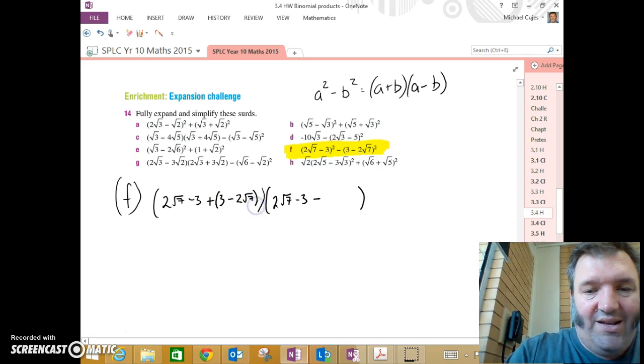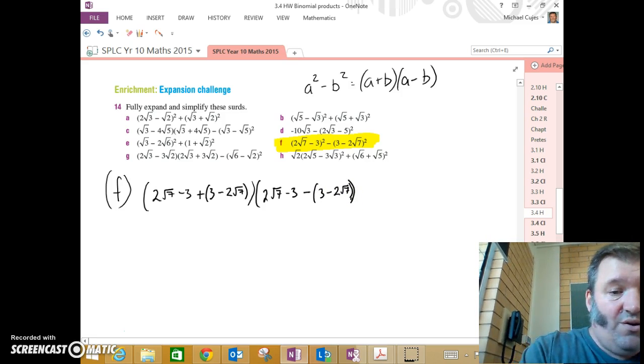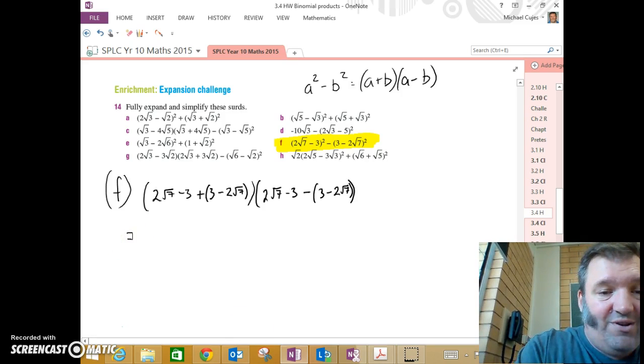Why am I doing that in brackets? To make sure when I get to this negative side that I expand it correctly. 3 take 2 root 7. Second bracket in there. A plus b, a minus b. Yeah, that should work. All right, let's simplify each bracket separately first.